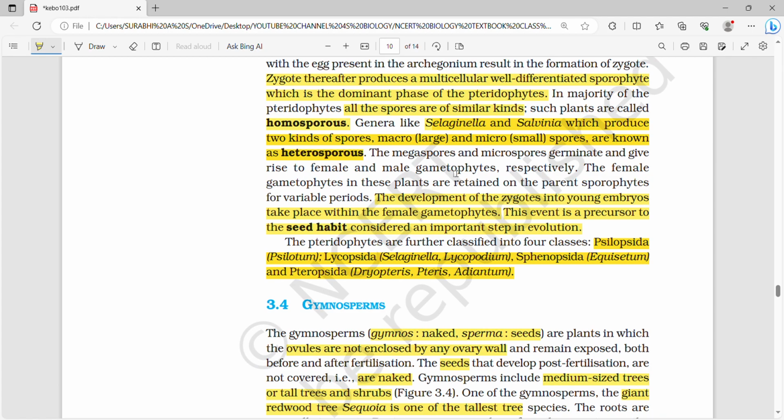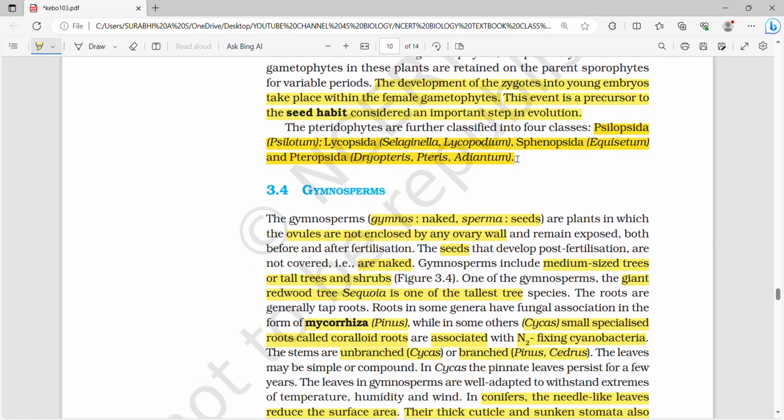All the spores, if they are of a similar kind, it is called homosporous, and if they are different kinds of spores, such as large and small, they are called heterosporous. Examples are Selaginella and Salvinia. So they'll ask you which are heterosporous. You can choose this option.